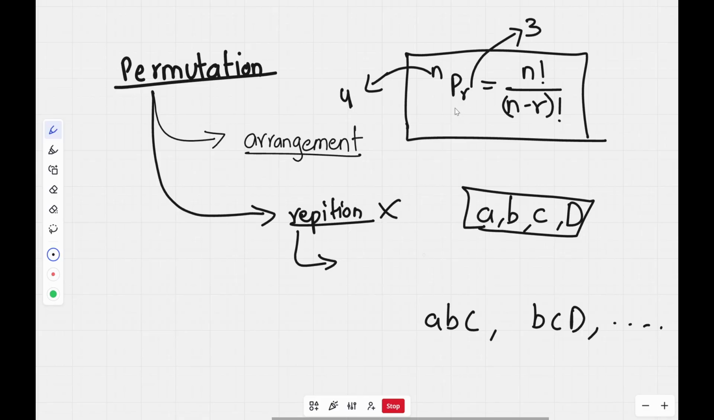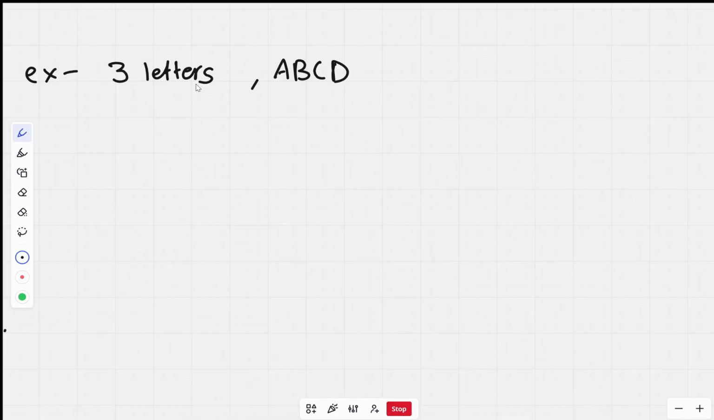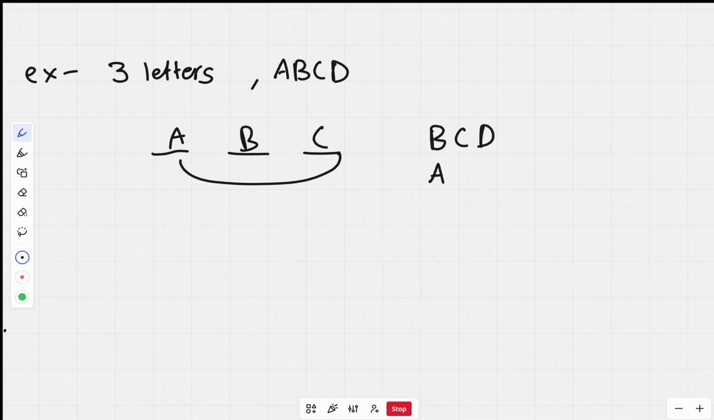Now let's see an example and solve it using this formula. Let's take the same example of ABCD and we need to arrange three letters. So now how many ways can we arrange them? Let's take the example, what are the arrangements, like A, B, C. This could be one arrangement. Then there could be B, C, D, A, B, D and other arrangements. Now we cannot just count every possible way. So now let's use our formula which we learned.